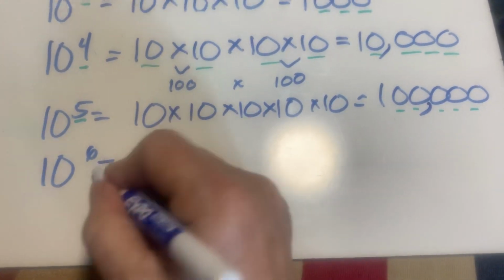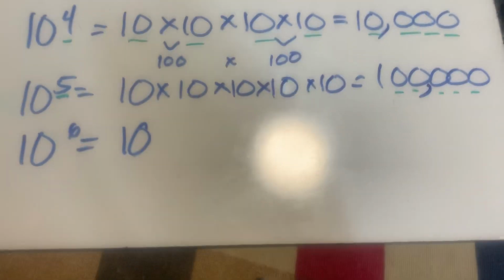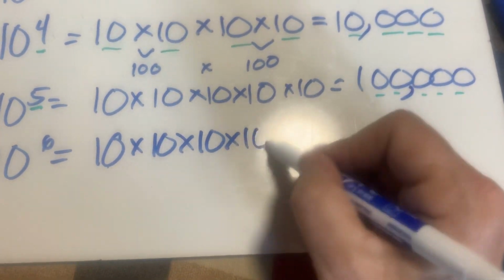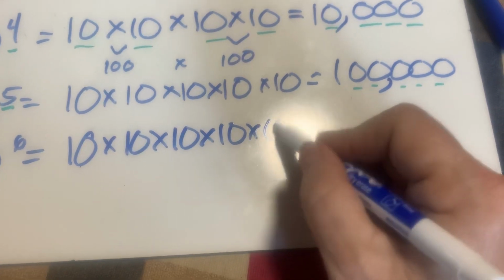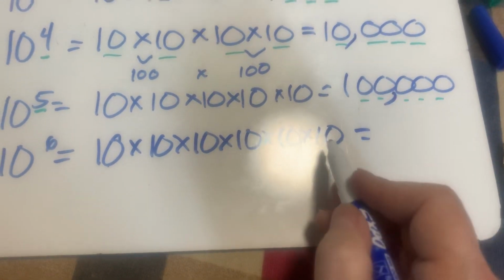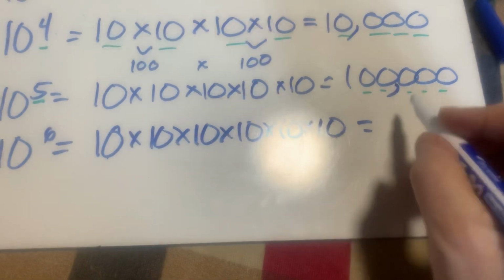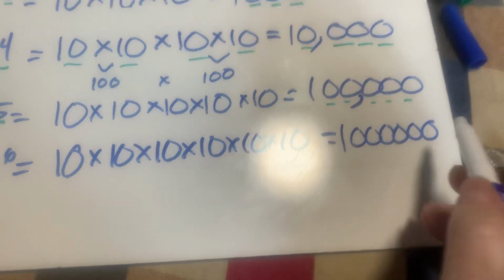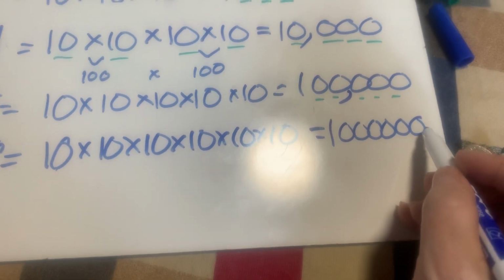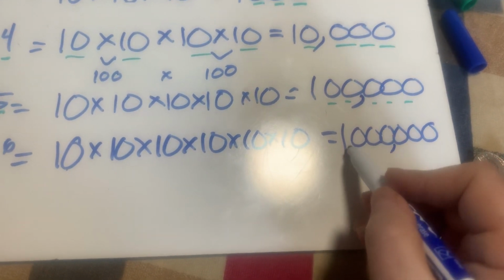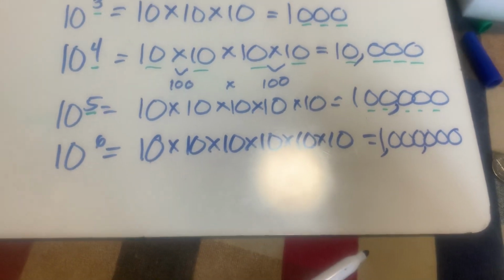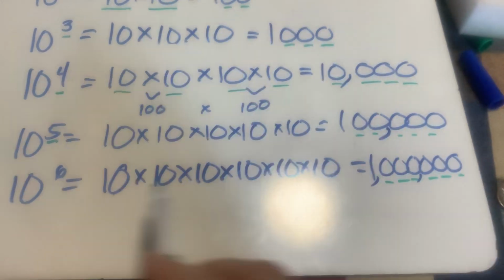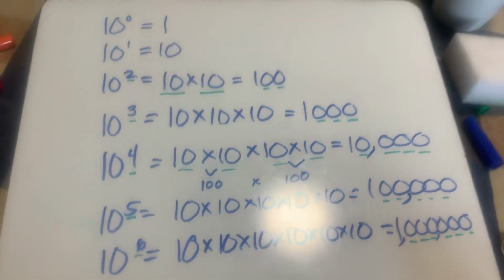And then, of course, we have 10 to the 6th power, which is 10 times 10 times 10 times 10 times 10 times 10, or 1, 2, 3, 4, 5, 6 copies of 10, equals 1, 2, 3, 4, 5, 6 zeros. And then we'll do our commas. Digit, comma, digit, comma. Whoa. So 10 to the 6th power is 1 million. And I have 6 zeros, just like I have 6 in the exponent.